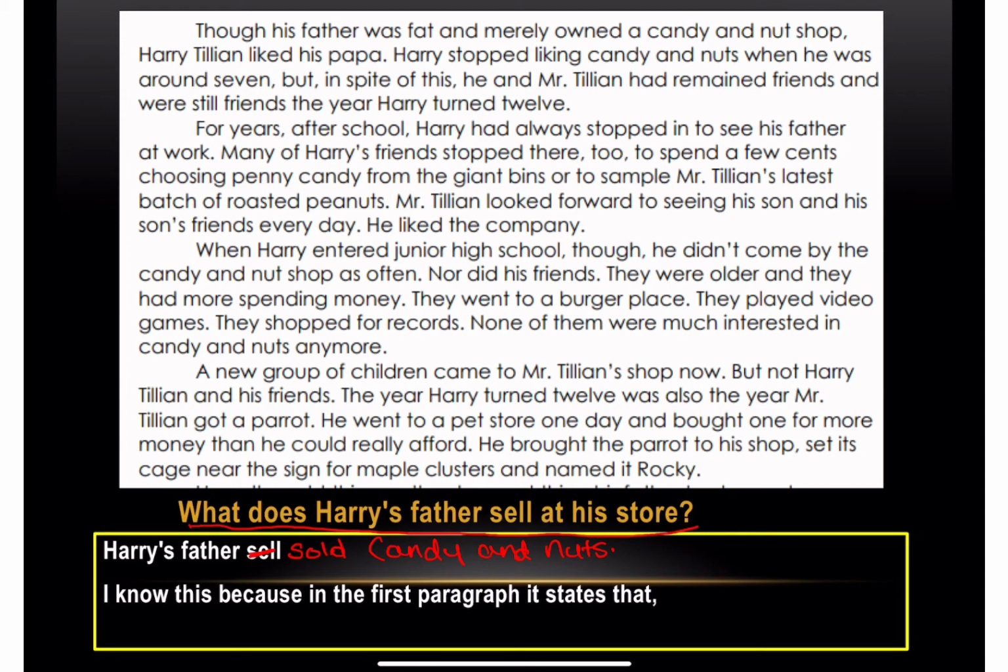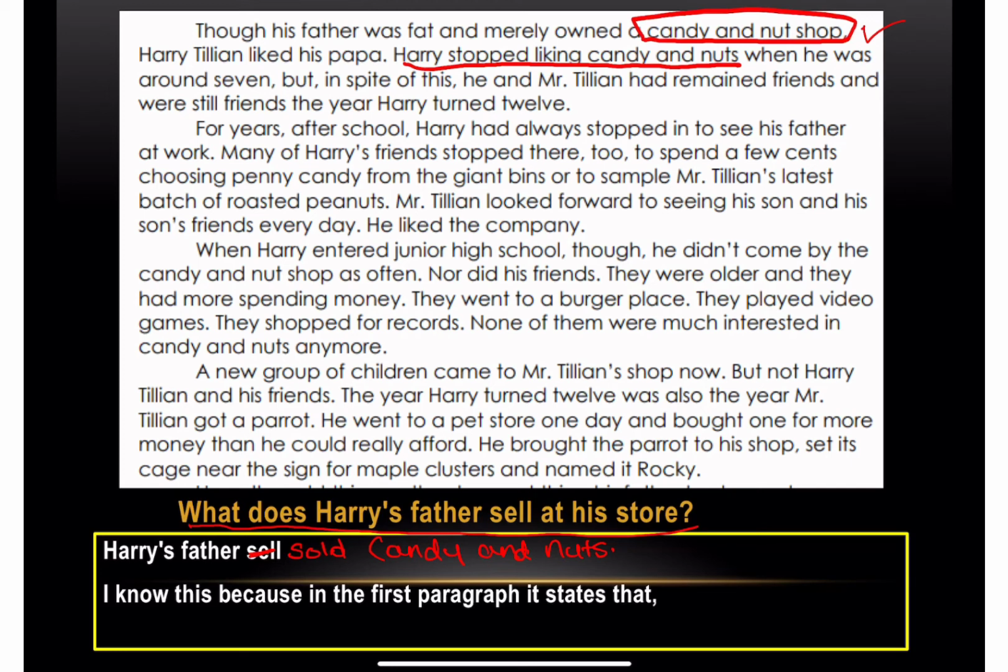Then you're going to go on to say, I know this because in the first paragraph, it states that Harry stopped liking candy and nuts when he was around 7. It also said his father merely owned a candy and nut shop. That's the main evidence right there. That's how you know. We also know that he stopped liking candy and all that, but we're going to focus on what does his father sell. His father sells candy and nuts.